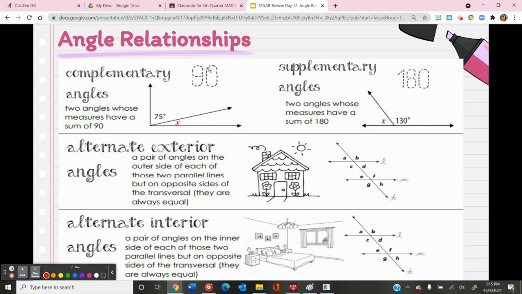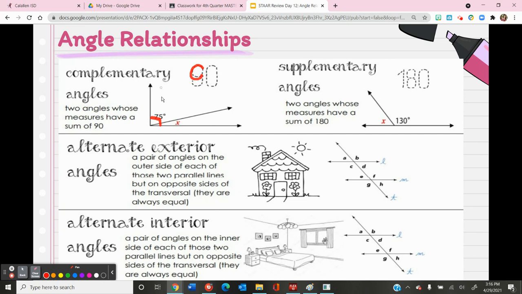Now, something to help you remember that complementary angles are 90-degree angles: in that number 90, you see a C. So this is to help you remember for complementary angles. Again, these two angle measurements should add up to equal 90 degrees.